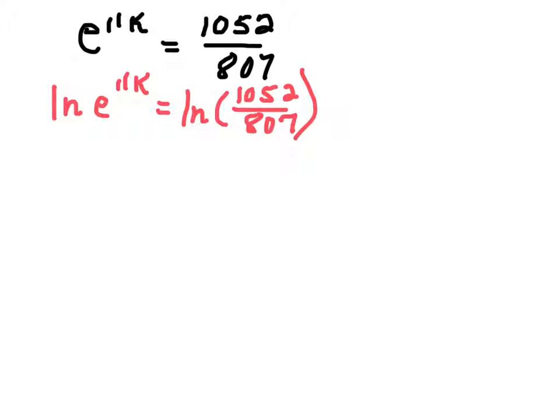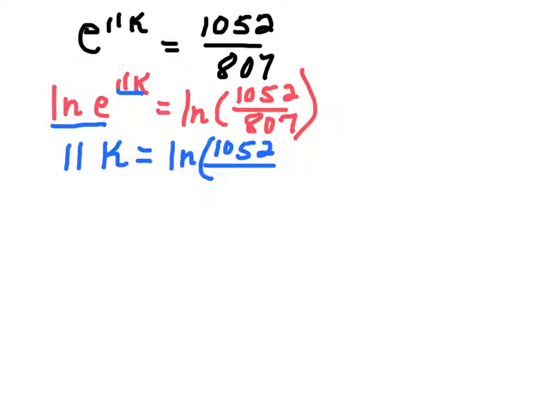Okay, we need to remember this very valuable property right now. The natural log of e raised to the x power equals x. So the natural log of e raised to the 11k power is 11k. 11k equals the natural log of 1,052 over 807. And so to get k by itself, you divide both sides by 11.